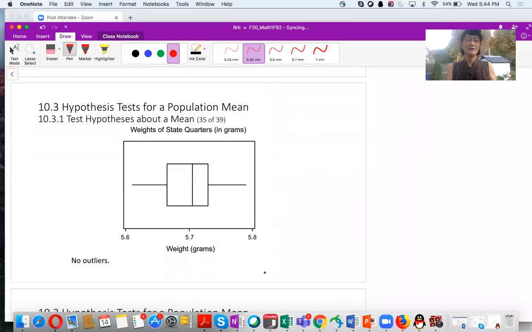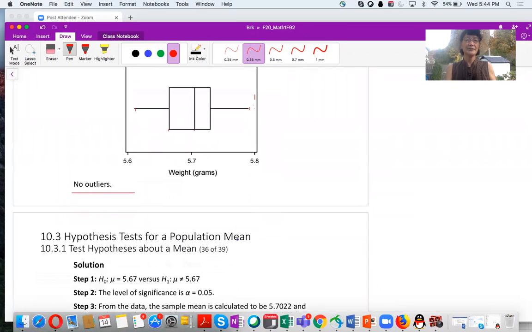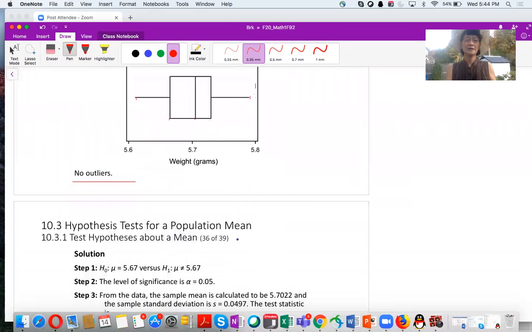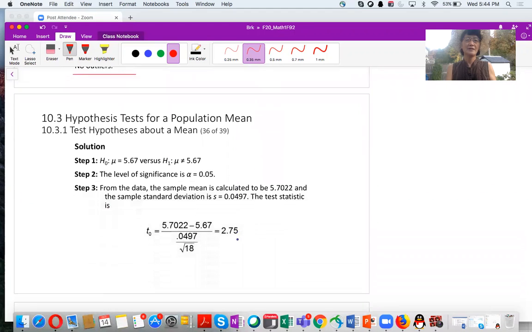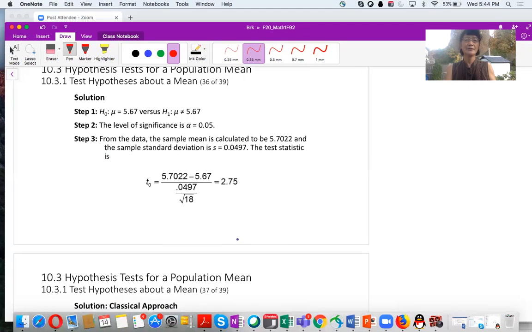And then you can produce a box plot. This is the box plot with a 5-number summary: minimum, Q1, Q2, Q3, maximum. It looks like there is nothing outside this, so no outliers. StatCrunch has a function to produce a box plot. So we assume the conditions are met. Now we proceed with 5 steps.